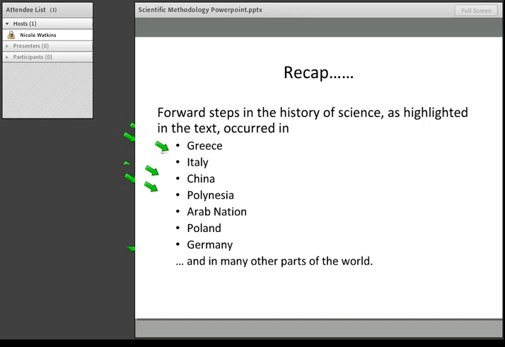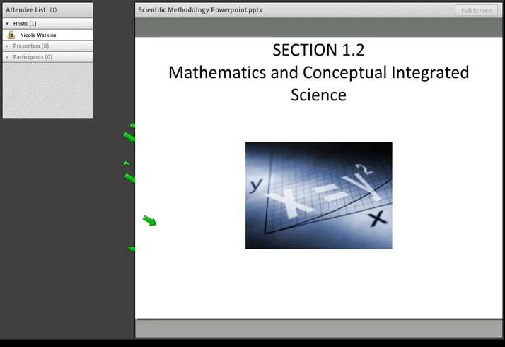So just to give you a quick little recap, forward steps in the history of science as highlighted in your e-text occurred in Greece first, then Italy, China, Polynesia, the Arab nations, Poland, Germany, and of course in many other parts of the world. Moving forward to section 1.2, section 1.2 discusses mathematics and how it is integrated within science.